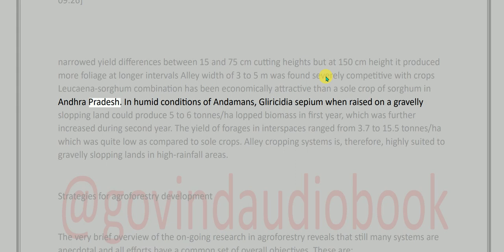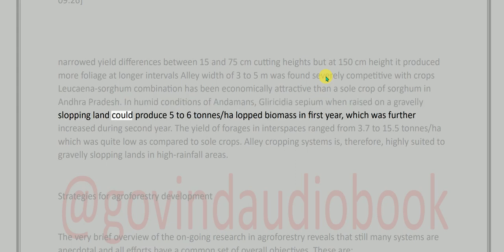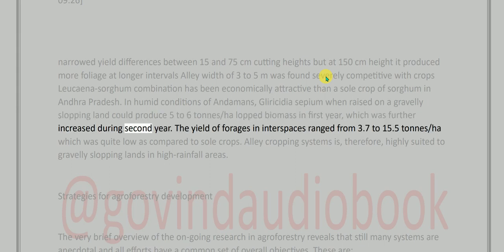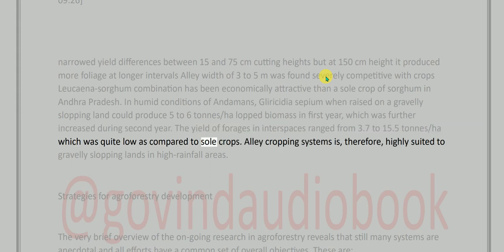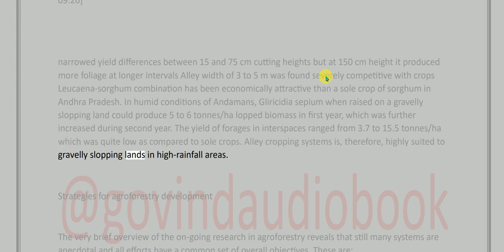In humid conditions of Andamans, Gliricidia sepium, when raised on a gravelly sloping land, could produce 5 to 6 tons per ha of lopped biomass in the first year, which was further increased during the second year. The yield of forages in interspaces ranged from 3.7 to 15.5 tons per ha, which was quite low as compared to sole crops. Alley cropping systems are, therefore, highly suited to gravelly sloping lands in high rainfall areas.